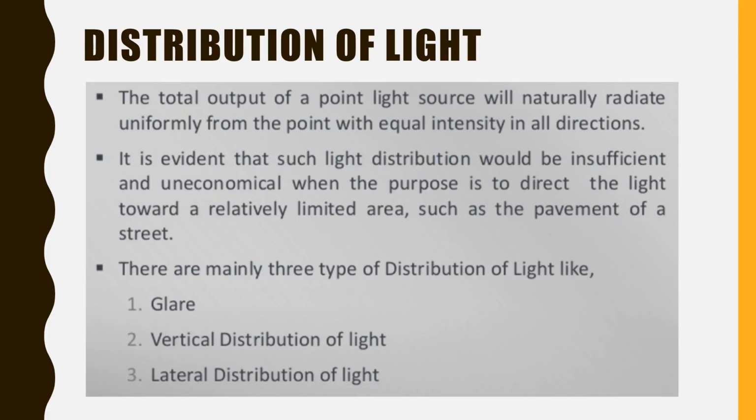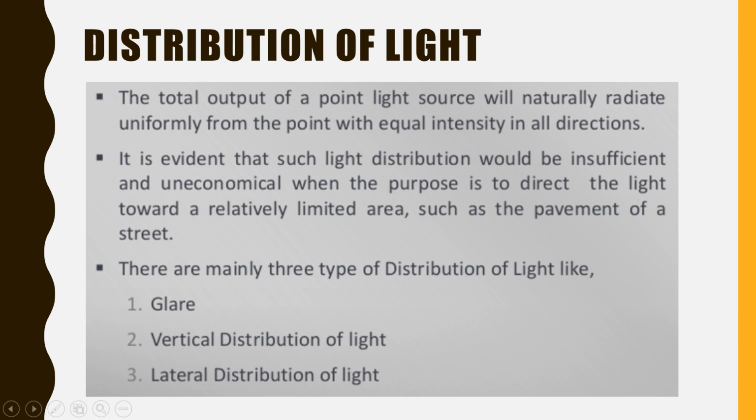So let's see what we have to know in this topic. The total output of a point light source will naturally radiate uniformly from a point, with equal intensity in all directions. It is evident that such light distribution would be inefficient and uneconomical when the purpose is to direct the light toward a relatively limited area, such as the pavement of a street. So that is why it is important to learn about distribution of light for highway lighting systems.